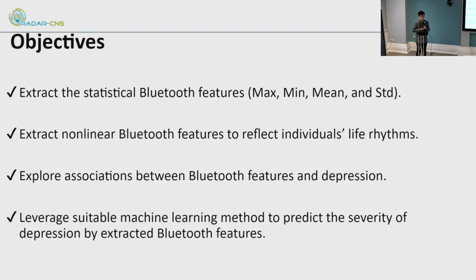So to fill this gap, this study aimed to first extract statistical Bluetooth features and then propose some novel nonlinear Bluetooth features to reflect the individual's life rhythms and nonlinear behaviors. And then we explored the associations between Bluetooth features and depression. And we also attempted suitable machine learning methods to predict the severity of depression by the extracted Bluetooth features.